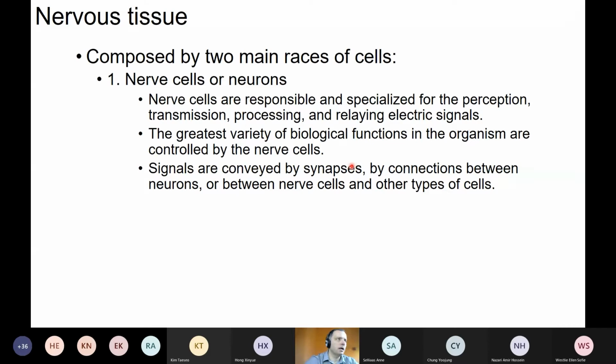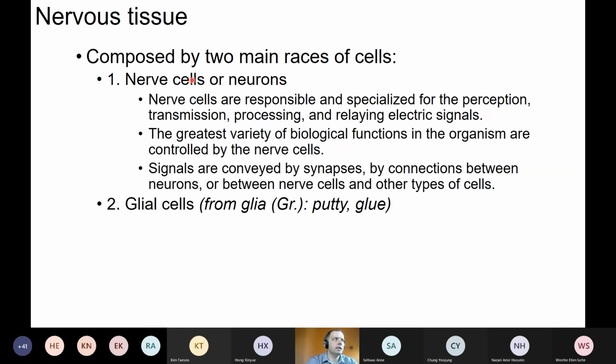This is what we did in the last lectures, and we are done with neurons, but we didn't discuss yet what those cells are which will provide aid for the nerve cells. And this is the second family of cells in the nervous tissue, the glial cells. This is what I will talk about today.